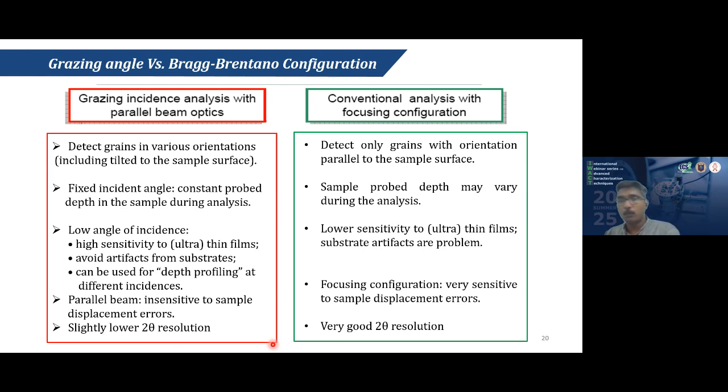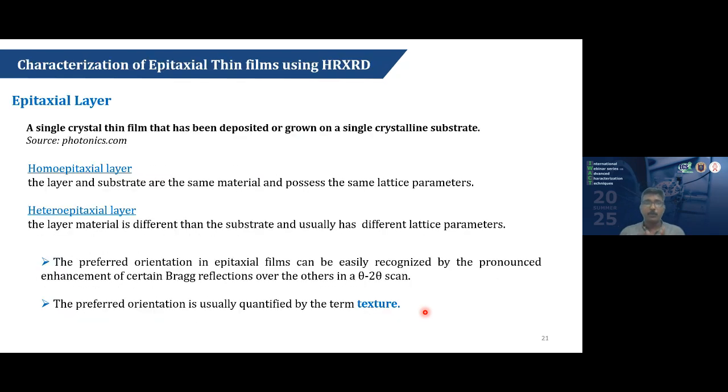Now we move on to the second part of our presentation: how to characterize epitaxial thin films using HRXRD. So what is an epitaxial thin film? An epitaxial thin film is a single crystalline or highly oriented film that has been deposited or grown over a single crystalline substrate. They can be classified into two types. One is the homoepitaxial layer, where the film and the substrate are of the same material.